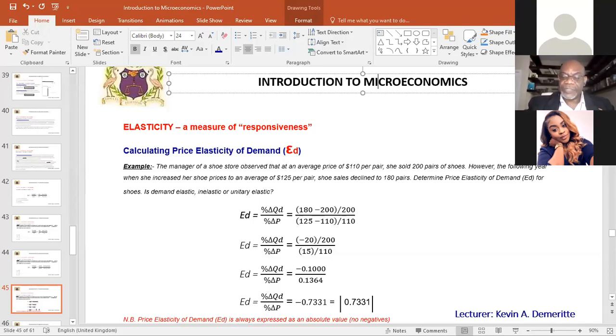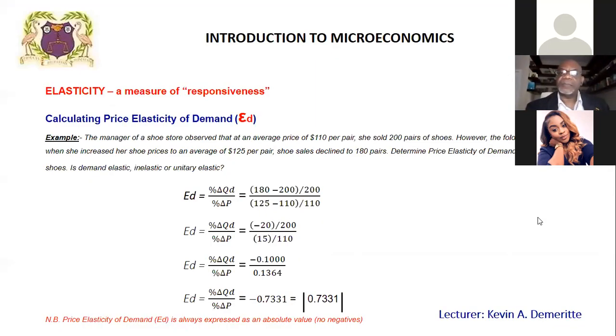But for price elasticity of demand, absolute value. Other elasticities, which we probably won't get to this evening, may not be in absolute value terms. So we can't just assume that every answer is going to be expressed in absolute value terms. Only elasticity of demand, E of D. Okay. So we have found that the elasticity for these shoes is 0.7331. Question: is demand elastic, inelastic, or unitary elastic?